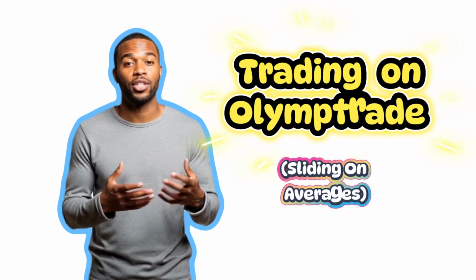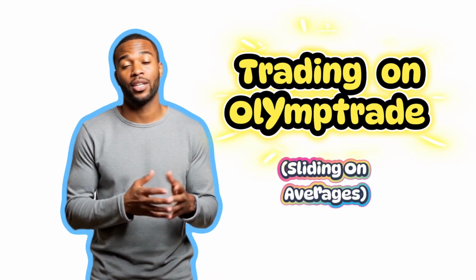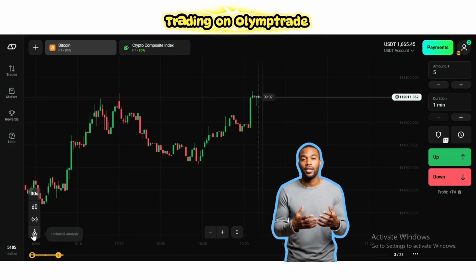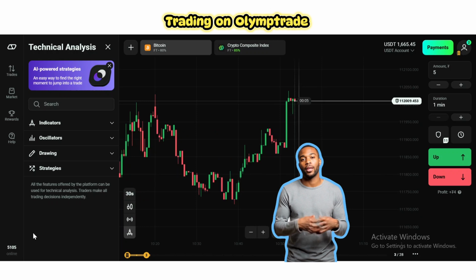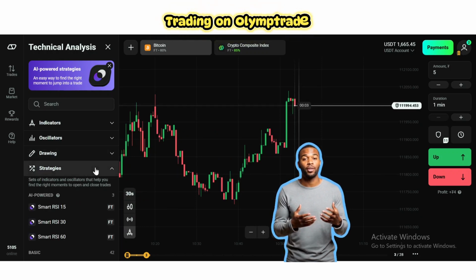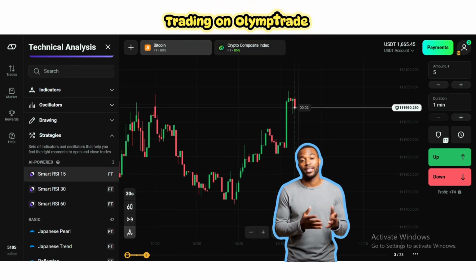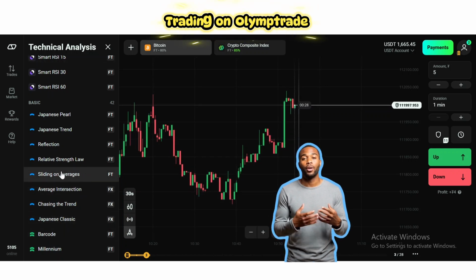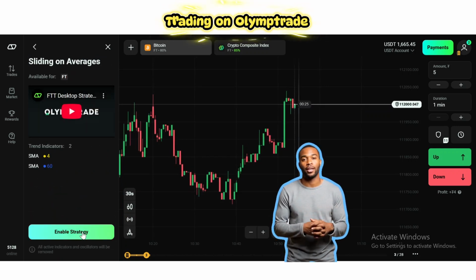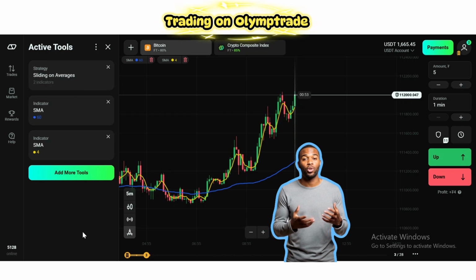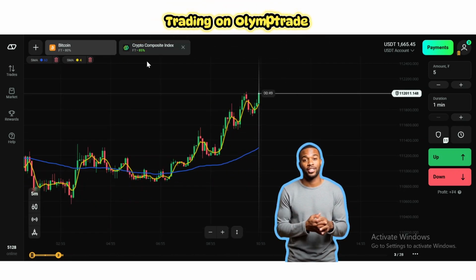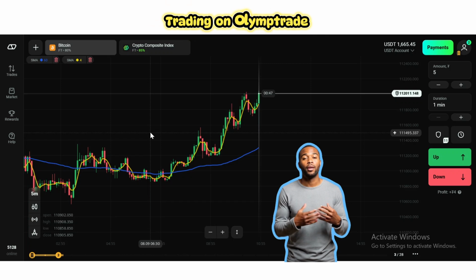In today's class, we'll be teaching you a strategy called sliding on the averages. Now let's head over to the technical analysis section, click on strategies and enable sliding on the averages. Click on it, then enable it. It has two lines, the blue and yellow lines, as you can see. Now exit the strategy section.